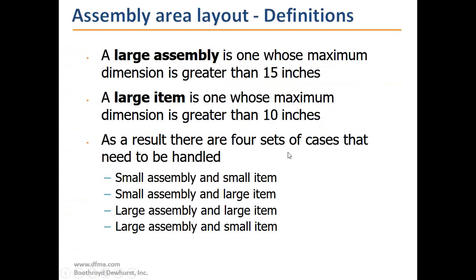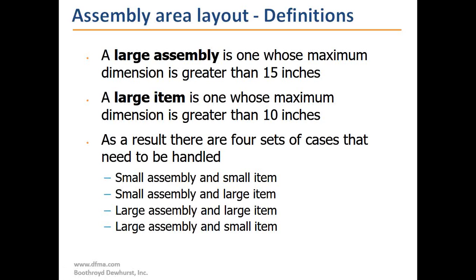What happens, and again, you don't need to know this, the software handles it for you internally, is we define a large assembly as one whose maximum dimension is greater than 15 inches, and we define a large item as one whose maximum dimension is greater than 10 inches. As a result of those two definitions, you can have four scenarios. You can have small assemblies made up of small items, large assemblies made up of large items, large assemblies made up of small items, and then the one that throws everybody for a loop, small assemblies made up of large items.